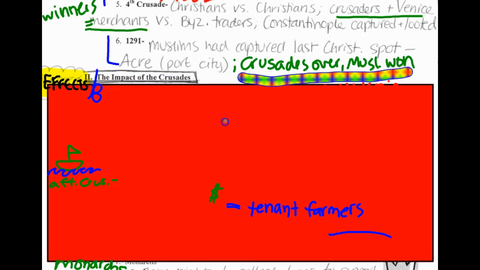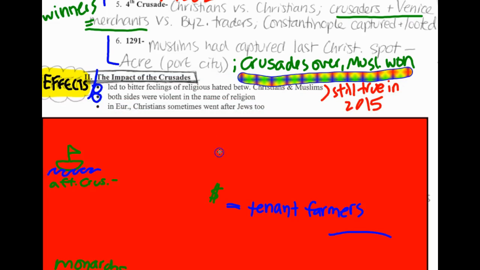So the next section moves into the effects of the Crusades. So what you should do is write effects, like I did, somewhere on your paper near the heading. Also, I would highlight or circle the first two bullets because they're pretty important.